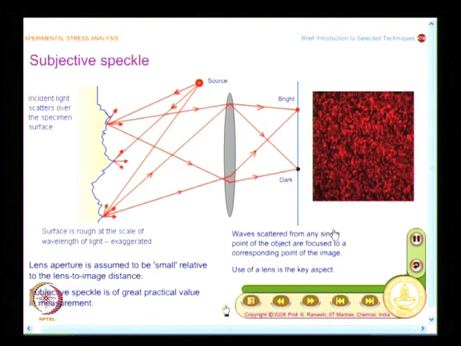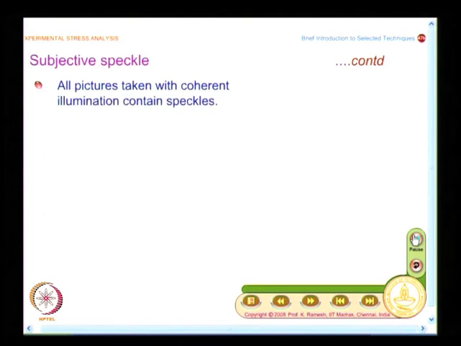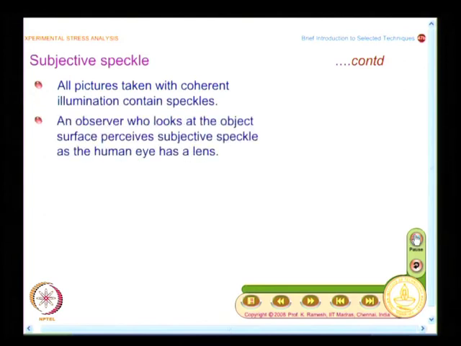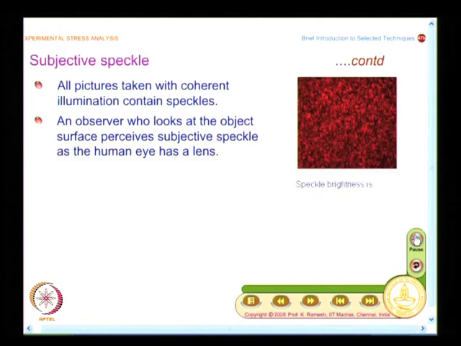So, the key point here is waves scattered from any single point of the object are focused to a corresponding point of the image. That is a key difference between objective and subjective speckle. So, I have beautifully formed subjective speckle pattern, and when I go and look at the finer aspects of it, it is like this. So, what we summarize here is all pictures taken with coherent illumination contain speckles. This is a fundamental point that we have been looking at.